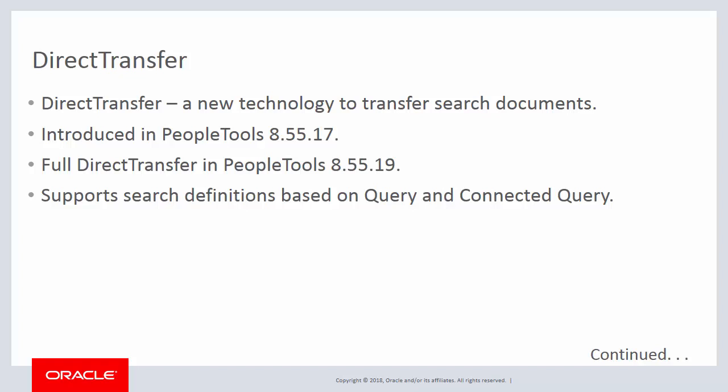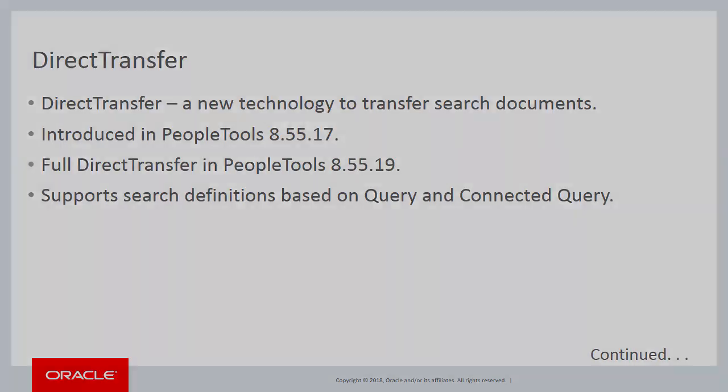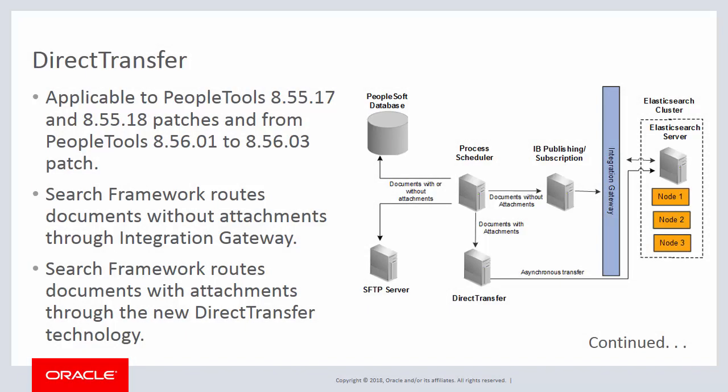The Direct Transfer technology supports the search definitions that use query or connected query as a source. The Direct Transfer technology is applicable to PeopleTools 8.55.17 and 8.55.18 patches and from PeopleTools 8.56.01 to 8.56.03 patch. Search documents that do not have attachments are routed through the integration gateway to the Elasticsearch search server.